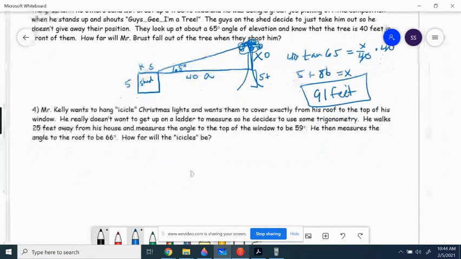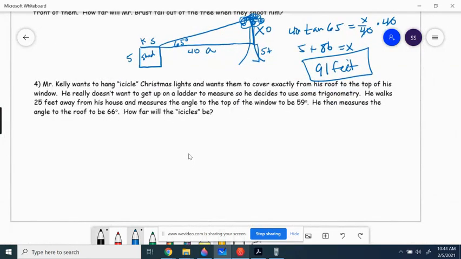Number 4. All right. Mr. Kelly wants to hang icicle Christmas lights and wants them to cover exactly from his roof to the top of the window. He doesn't really want to get up on the ladder to measure, so he decides to use some trigonometry. He walks 25 feet away from his house and measures the angle to the top of the window to be 59 degrees. Then he measures the angle to the roof to be 66. How far will the icicles hang?